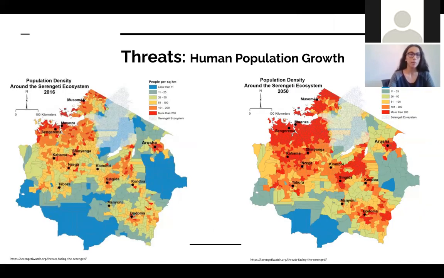We can see by comparing these two images, one is a population density map around the year 2016 for the Serengeti ecosystem, and the other is a projection of population growth in 2050, with more impacted regions directly outside of the border of the national park that you can see in red.